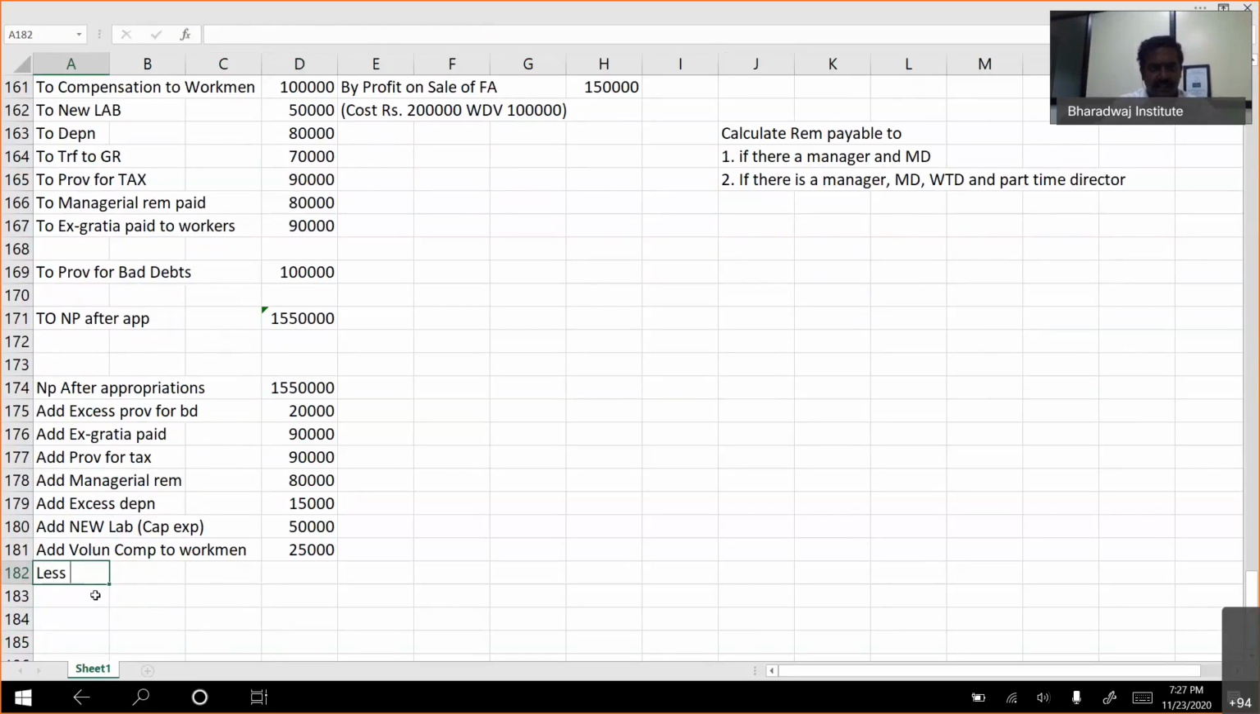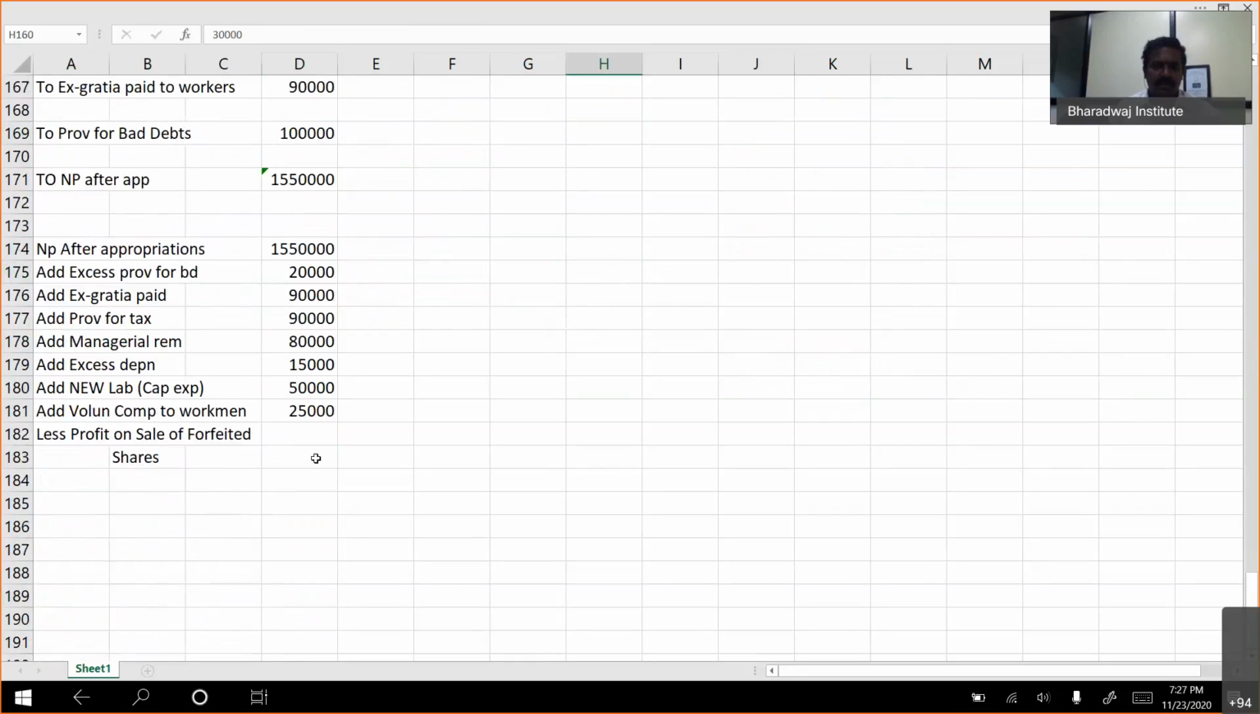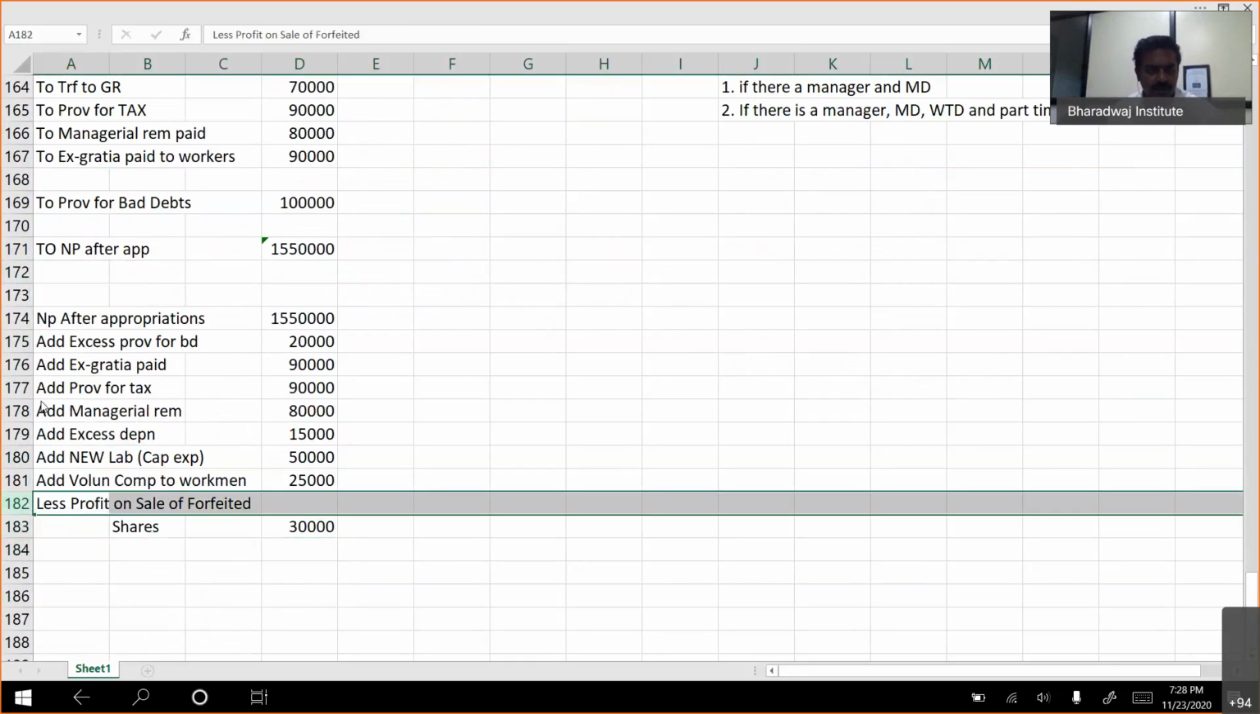Then less profit on sale of forfeited shares. Actually, it should not come in the P&L account. Profit on sale of forfeited shares should go to capital reserve. How much? 30,000. Yes, very good. General reserve I ignored. Very good. Add back appropriations also.